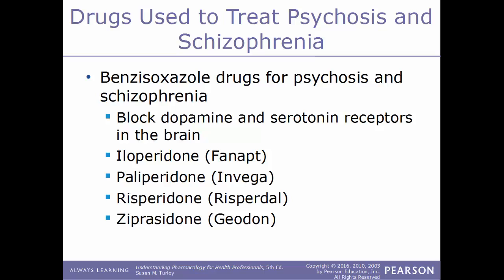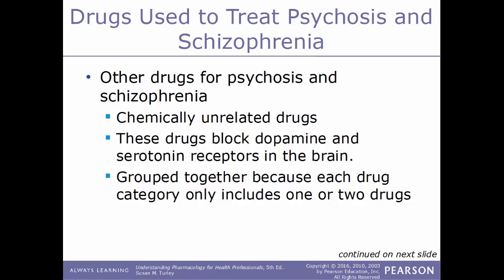Another category of drugs that's used to treat psychosis and schizophrenia are the benzisoxazoles, and these work by blocking the dopamine and serotonin receptors in the brain. Some examples of this category of drugs would include iloperidone, also known by the trade name Fanapt, paliperidone, also known by the trade name Invega, risperidone, known by the trade name Risperdal, and ziprasidone, also known by its trade name Geodon.